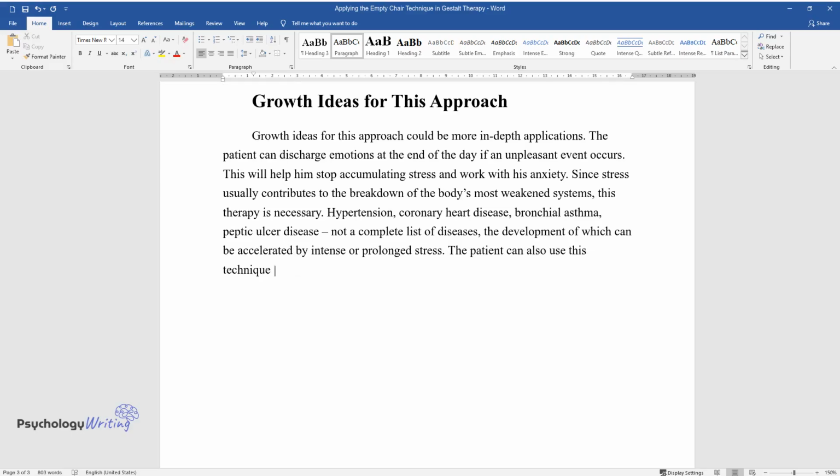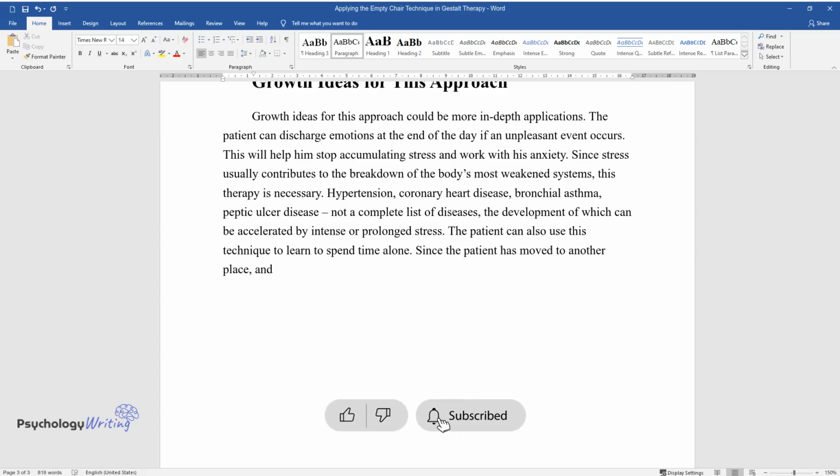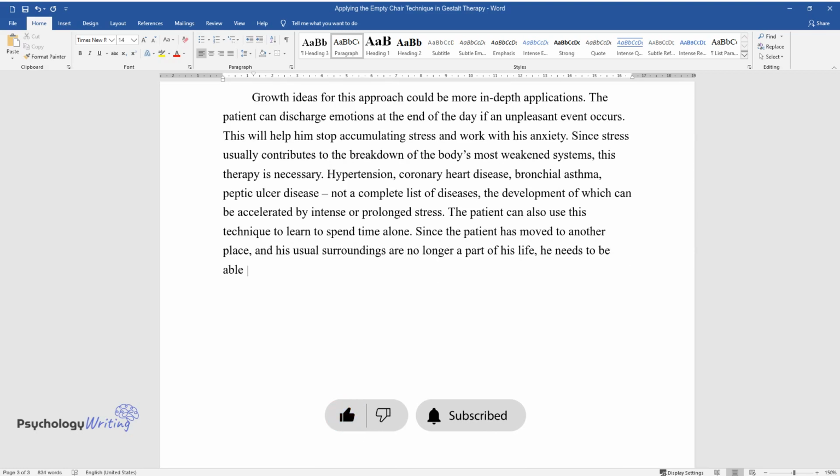The patient can also use this technique to learn to spend time alone. Since the patient has moved to another place, and his usual surroundings are no longer a part of his life, he needs to be able to be alone.